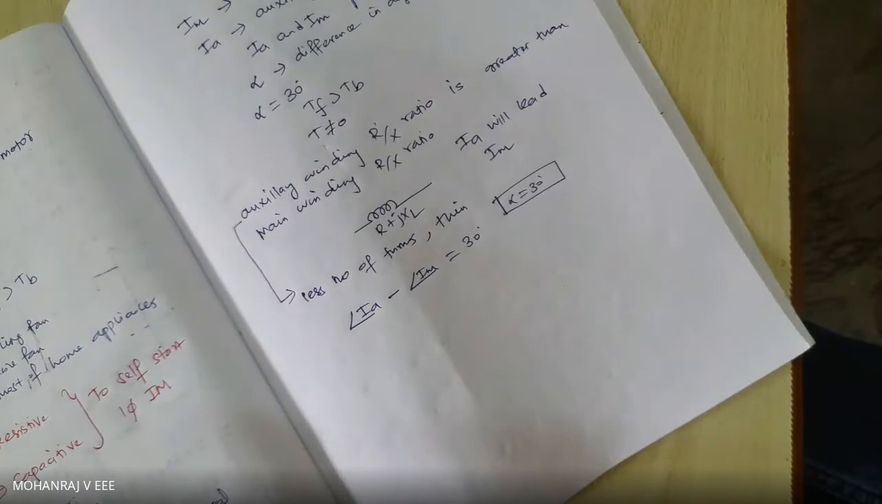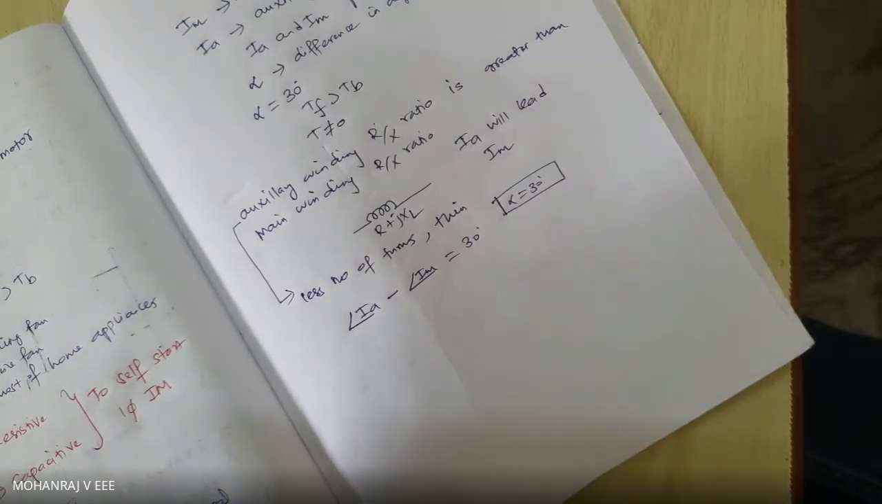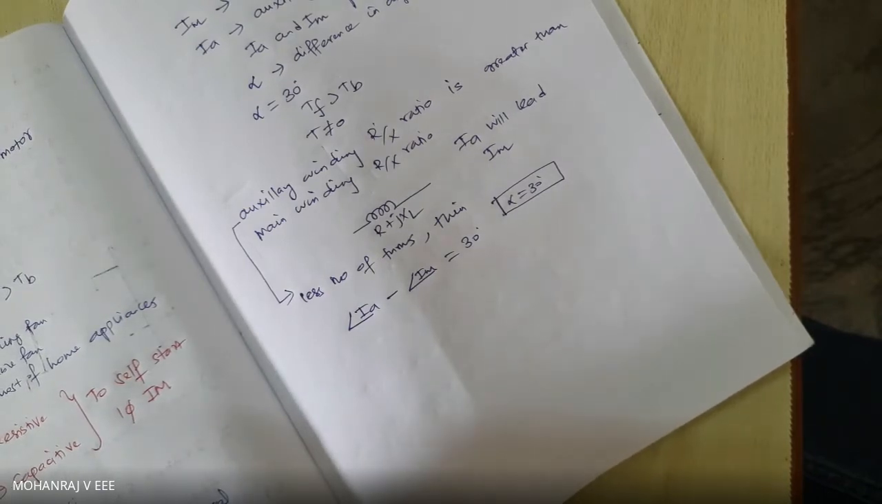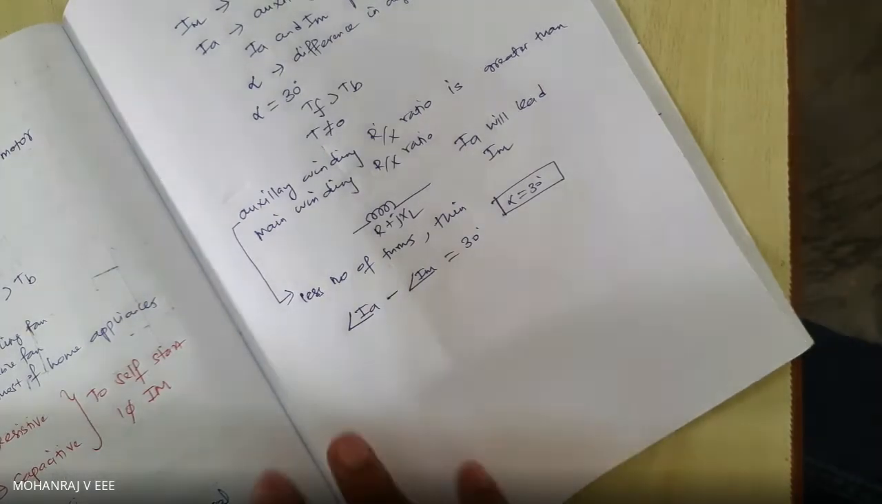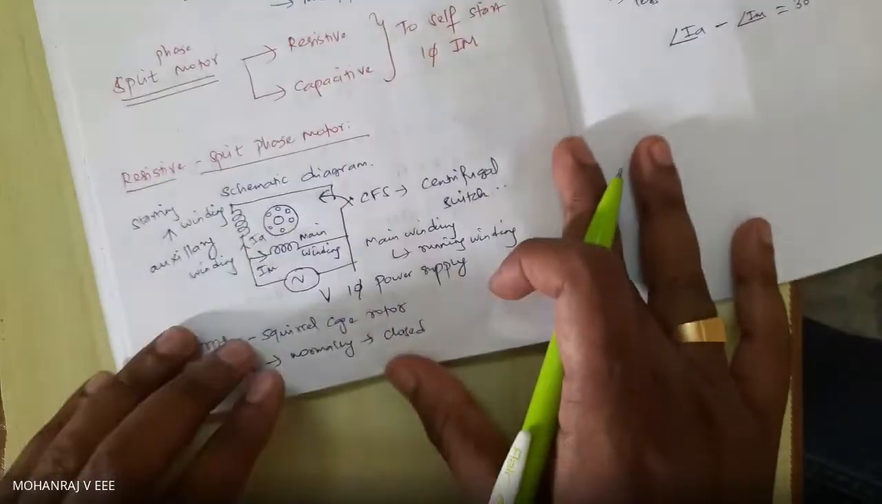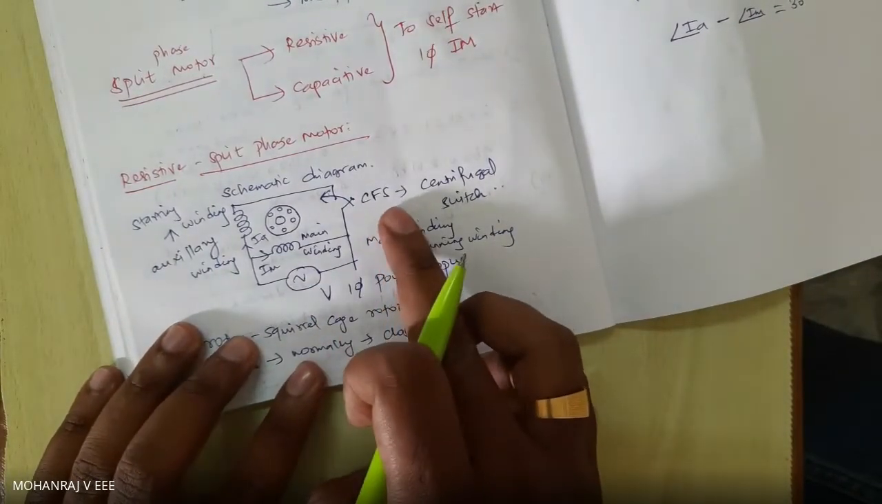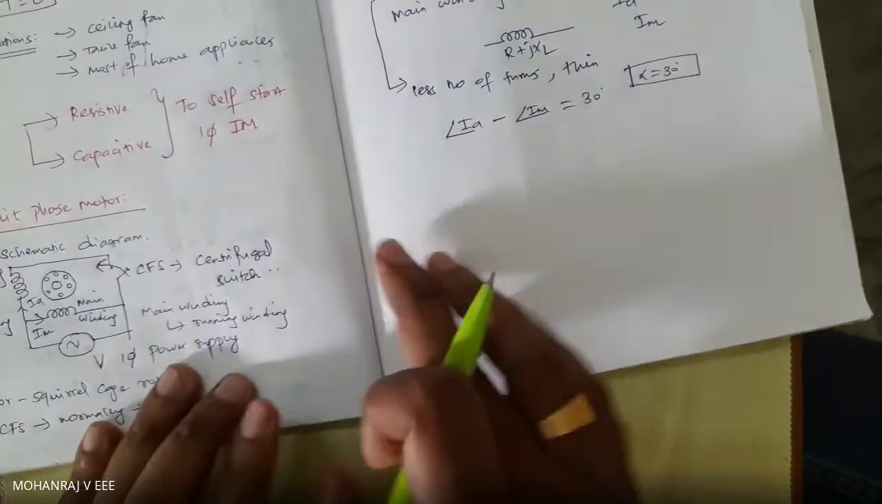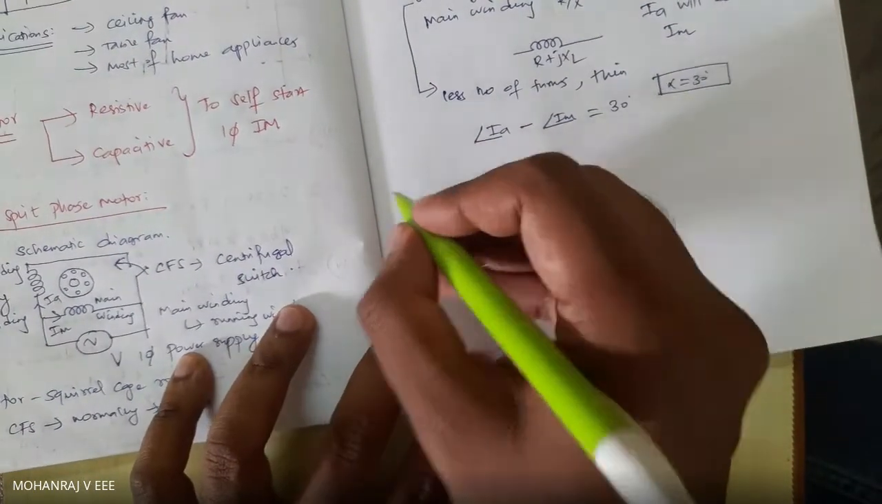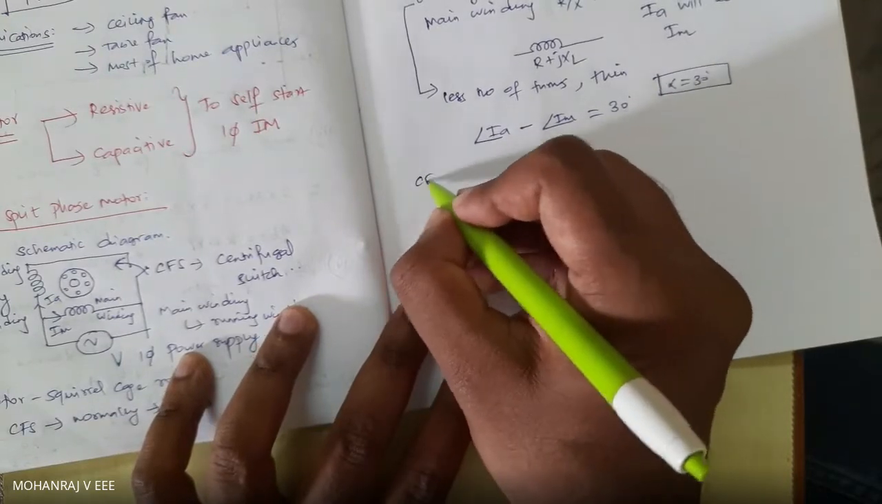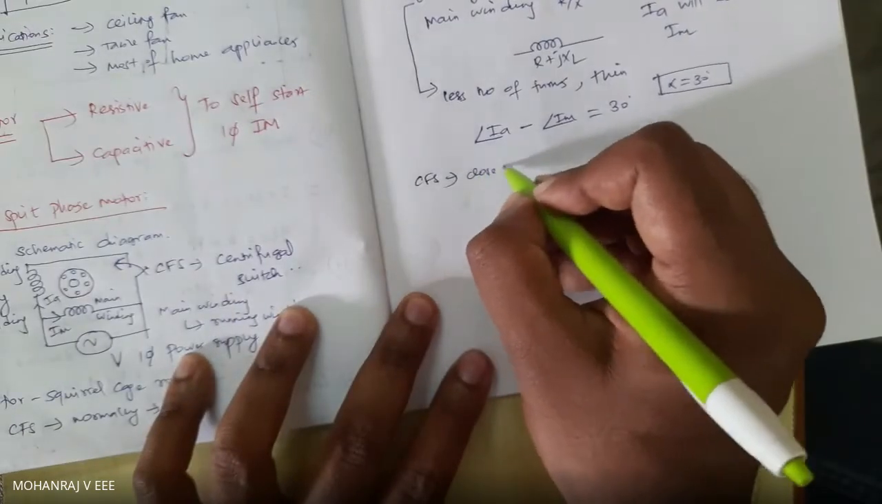As TF is greater than TB, at starting condition the torque is non-zero. So my motor will rotate on its own. My induction motor will rotate on its own during starting condition. This setup is called a resistive split phase motor. Now, what is the use of this centrifugal switch? That is very important. During starting condition, CFS is closed.